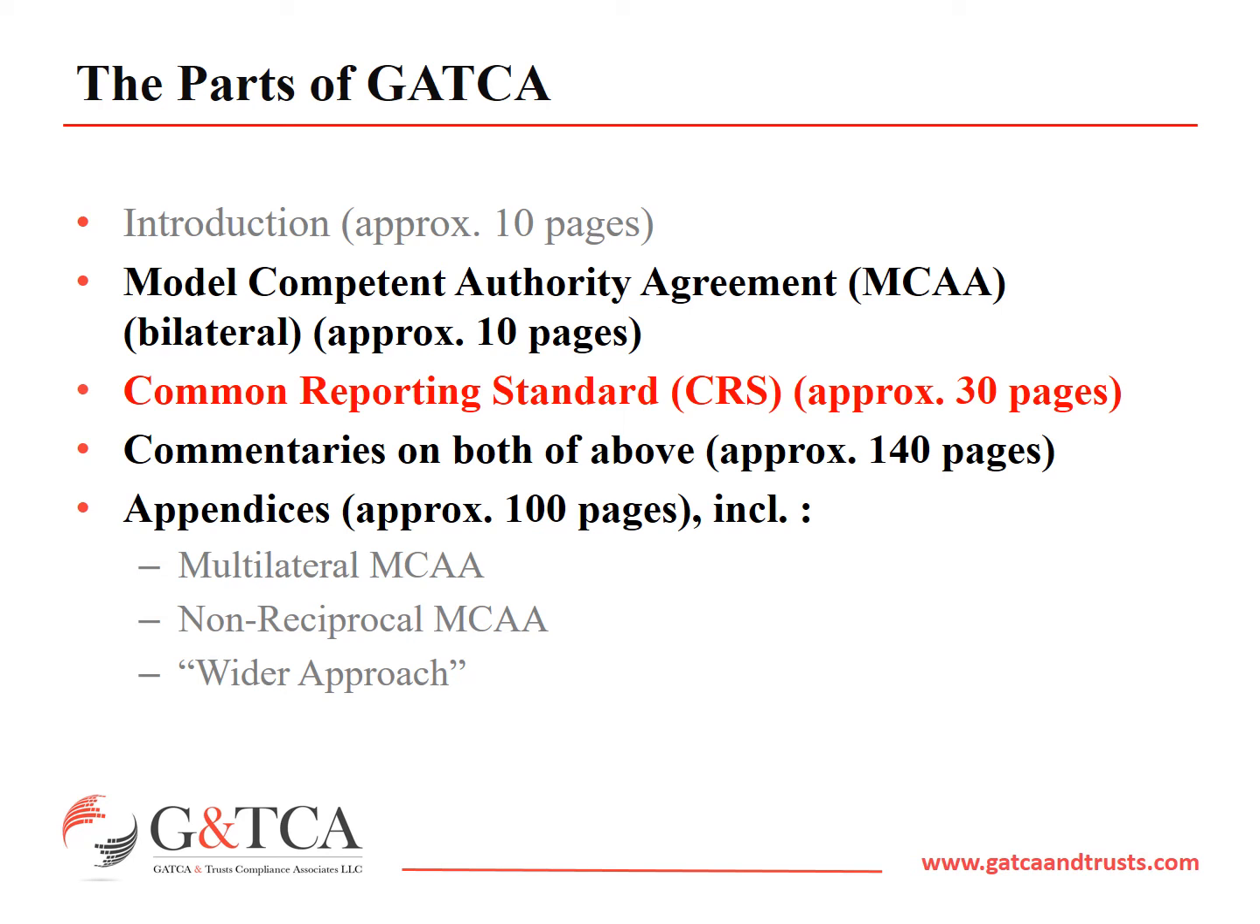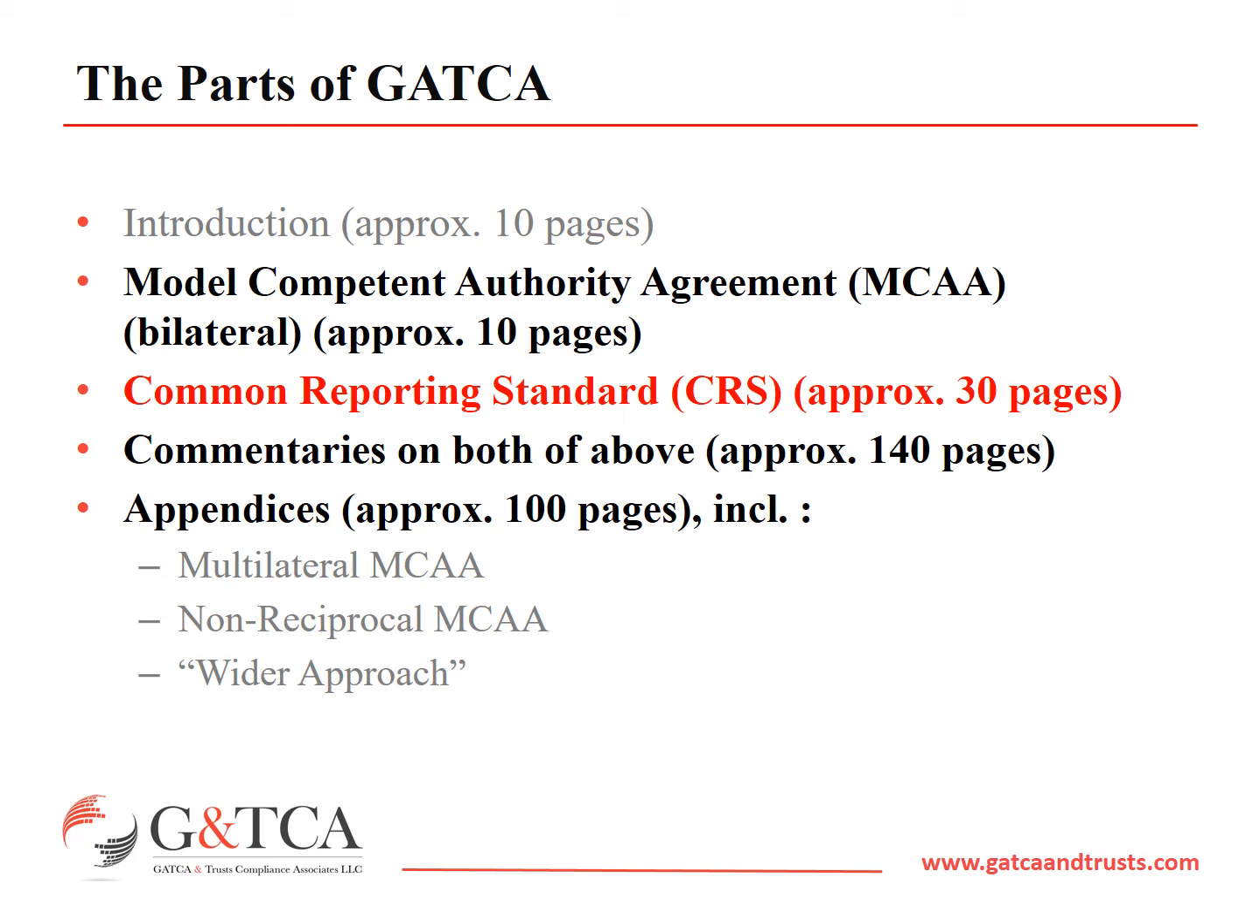Then it has a Model Competent Authority Agreement, or MCAA. The initial version of this agreement in the booklet is bilateral. It's approximately 10 pages long as well. The next part of this booklet is the Common Reporting Standard, or CRS, which is approximately 30 pages.